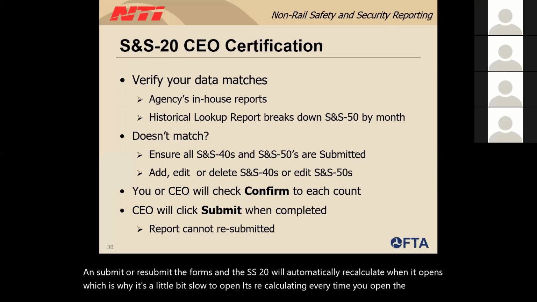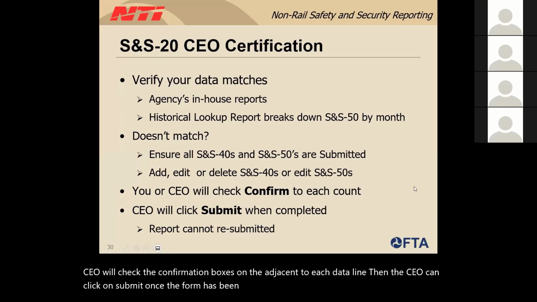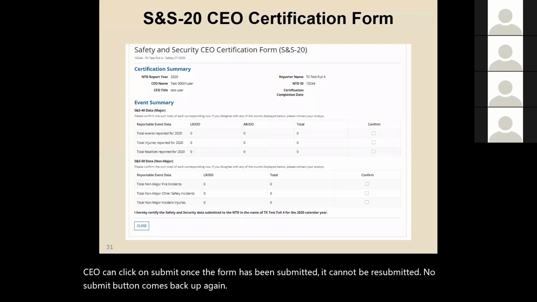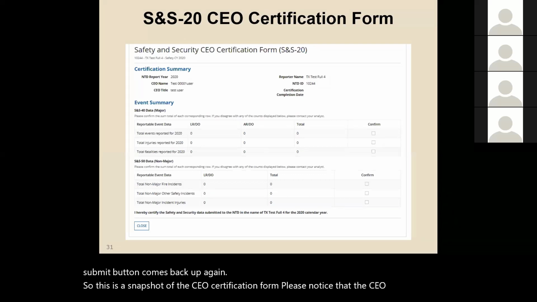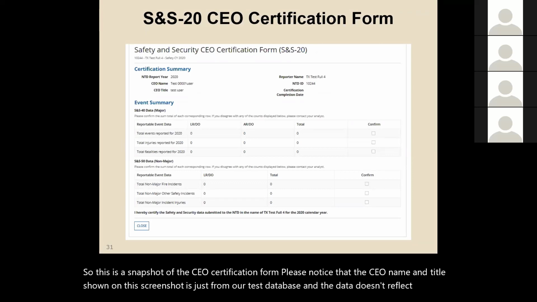Your CEO will check the confirmation boxes adjacent to each data line. Then the CEO can click on Submit. Once the form has been submitted, it cannot be resubmitted. No Submit button comes back up again. So this is a snapshot of the CEO certification form. Please notice that the CEO name and title shown on this screenshot is just from our test database, and the data doesn't reflect any actual data reported by an agency.